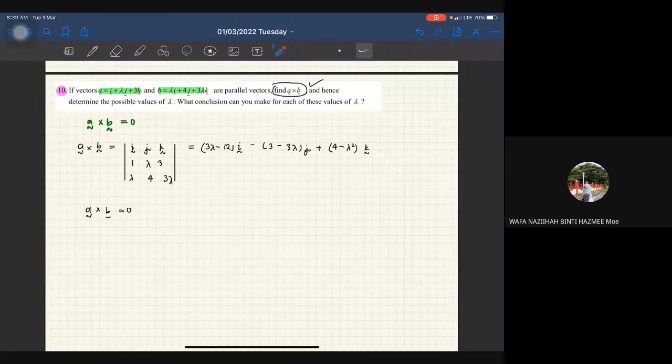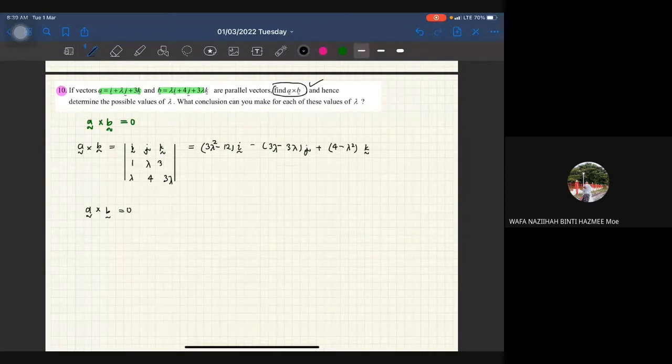Okay, so maksudnya yang first ni pun saya silap. Okay, so kita cancel this one dengan this one. So it's 3 lambda square minus 12. And then the second one kita akan cancel out this one and this one. So you have 3 lambda minus 3 lambda. Yes, alright, baru betul. Thank you.